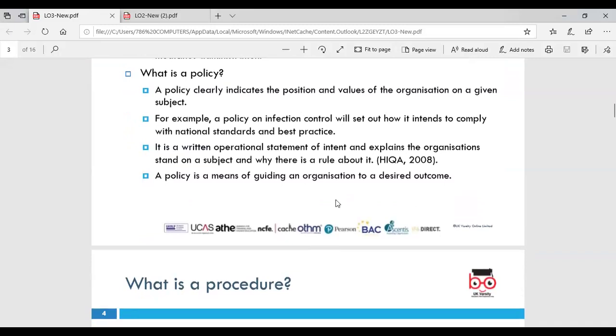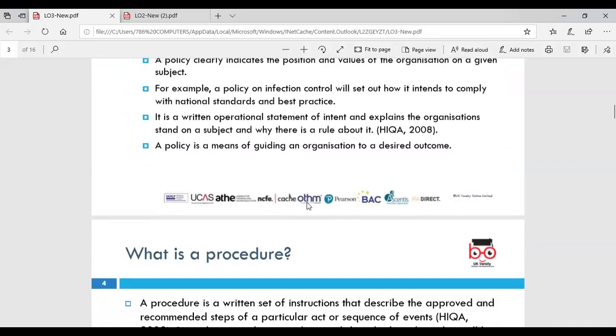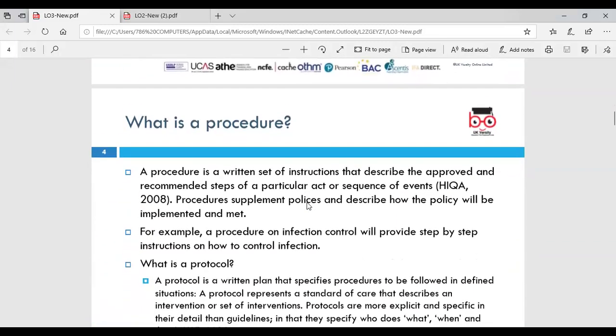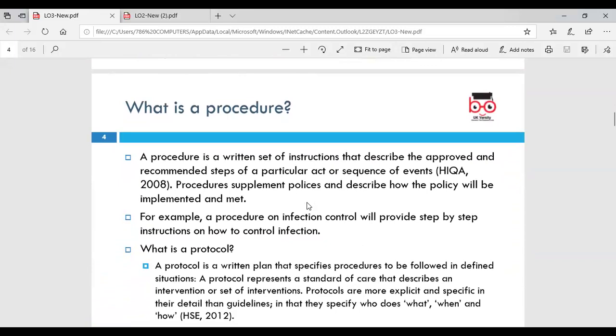A policy basically means guidance towards a certain outcome, and that is for a certain organization. For instance, if there's an eatery or a restaurant, you would have different policies for safety in that setup compared to a healthcare setting.